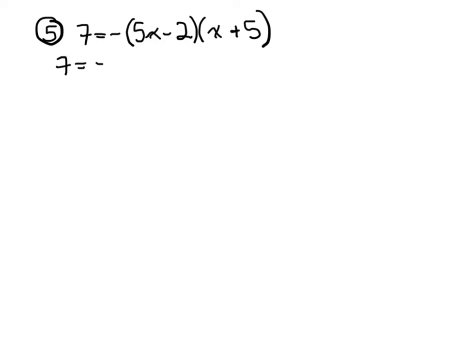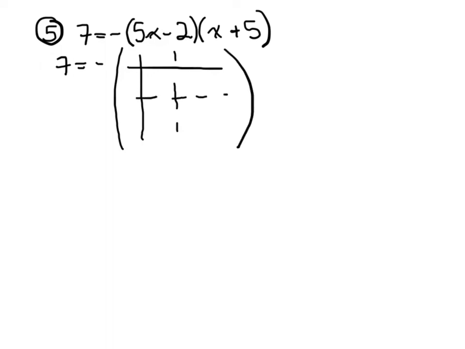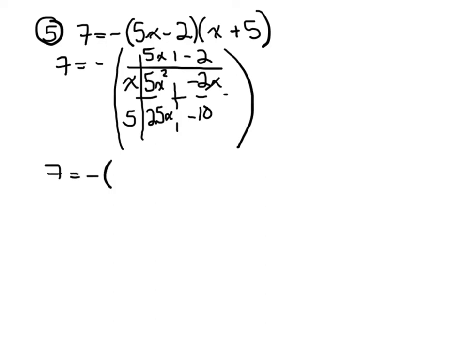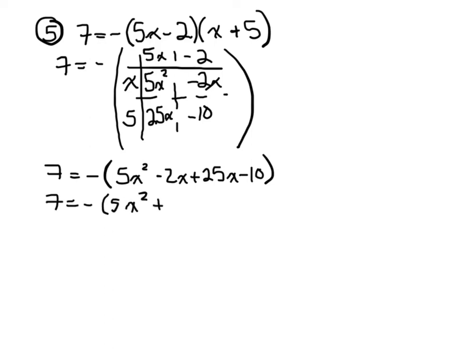So I have minus, and I'm going to use the chart to do this. So I have 5x minus 2, and I have x plus 5. This is 5x squared minus 2x plus 25x and minus 10. So that gives me 7 equals negative, and in brackets I have 5x squared minus 2x plus 25x minus 10. And I'm going to simplify that: 5x squared plus 23x minus 10. And then, bringing in the negative, I have minus 5x squared minus 23x, forgot the 3, plus 10.